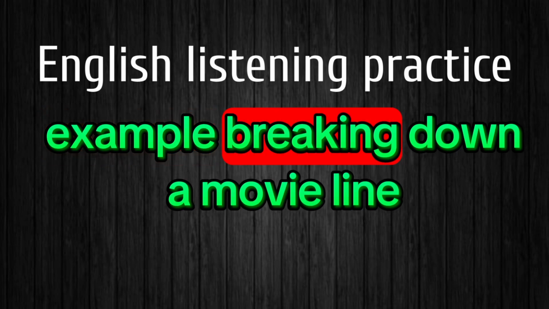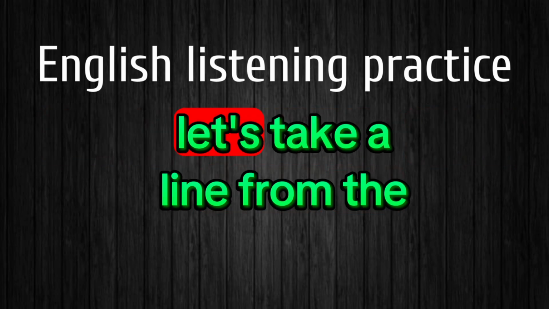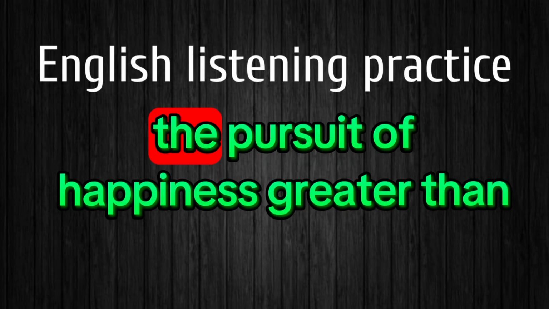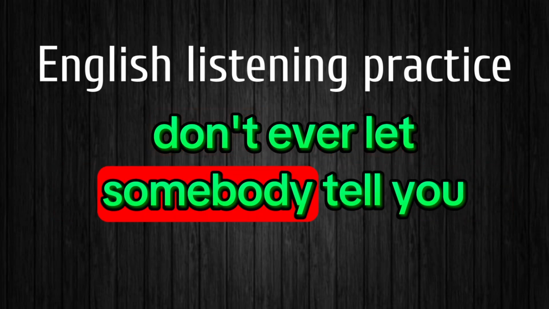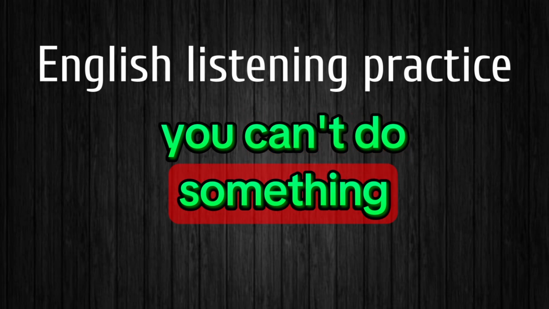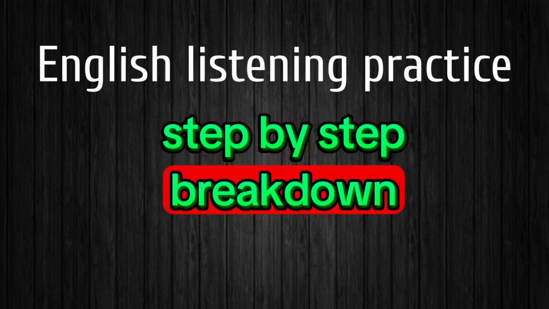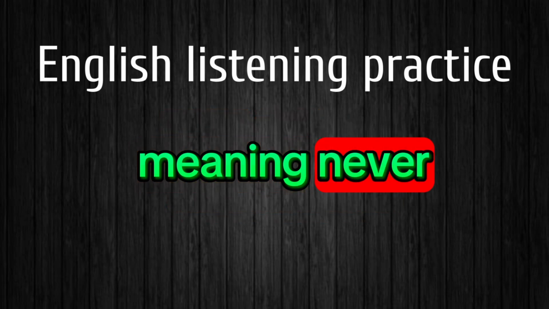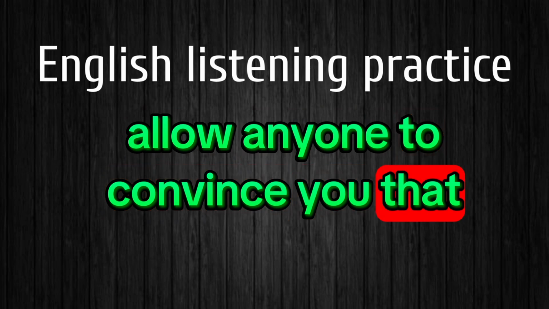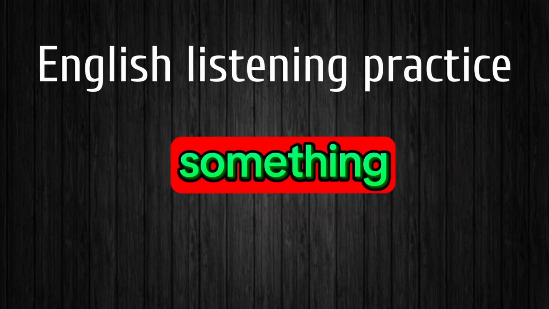Example: breaking down a movie line. Let's take a line from the movie The Pursuit of Happyness: "Don't ever let somebody tell you you can't do something." Step-by-step breakdown. Meaning: never allow anyone to convince you that you are not capable of achieving something.